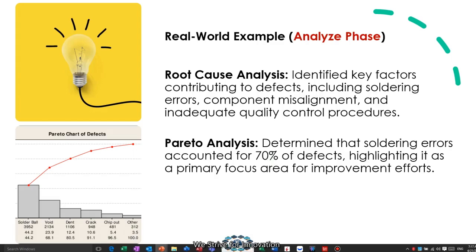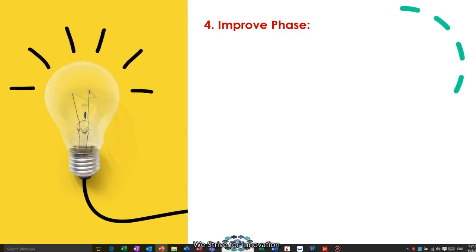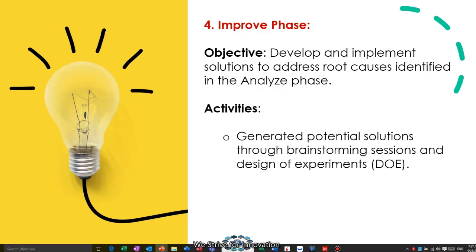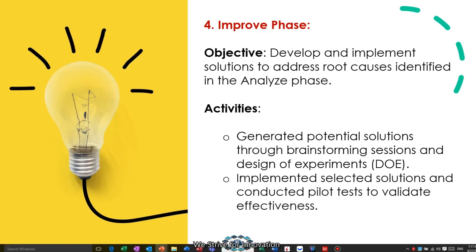Now comes the improve phase. Now we have focused on where the defects are happening, and 70% of the defects come from soldering errors. So now the improve phase will start. Our objective will be developing and implementing a solution to address the root cause, which is soldering here, identified in the analyze phase. What would be our activity? First, we'll generate potential solutions through brainstorming sessions and design of experiment. Then we'll implement selected solutions and conduct pilot tests to validate effectiveness.